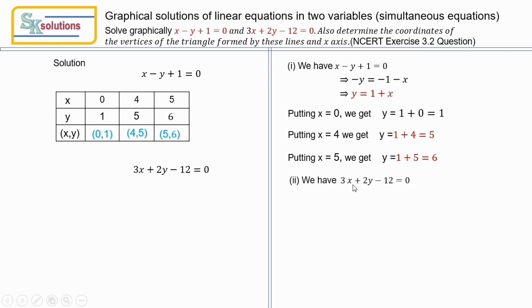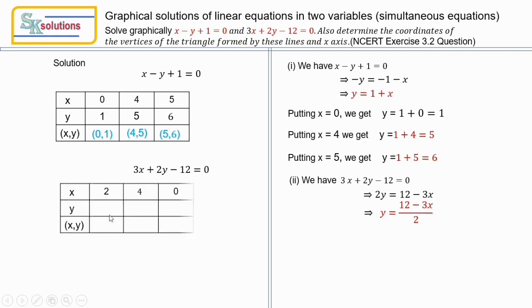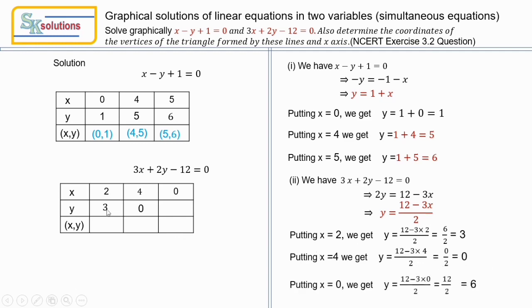Take the second equation. The second equation is 3x plus 2y minus 12 equal to 0. Rearranging, we get 2y is equal to 12 minus 3x, or y is equal to 12 minus 3x divided by 2. Again we need to find the set of values for this equation: for x is equal to 2 we have y is equal to 3, for x is equal to 4 we get y as 0, and for x is equal to 0 we get y as 6. Coordinates are 2, 3, 4, 0 and 0, 6. Okay, let's draw the equation graph.